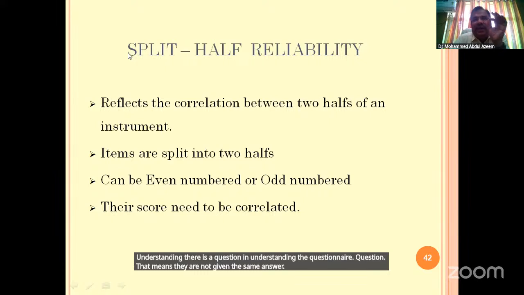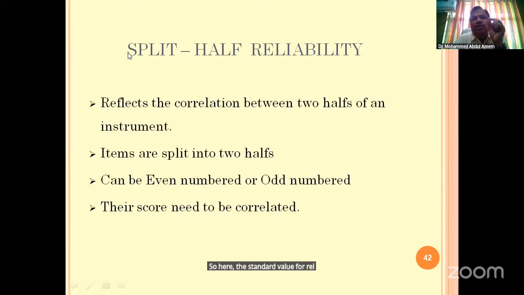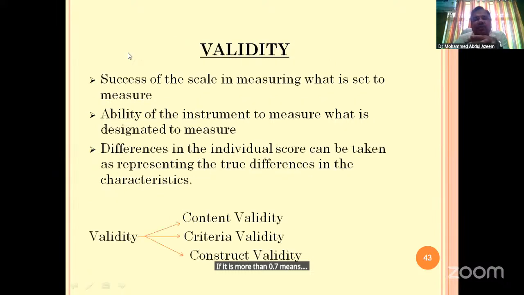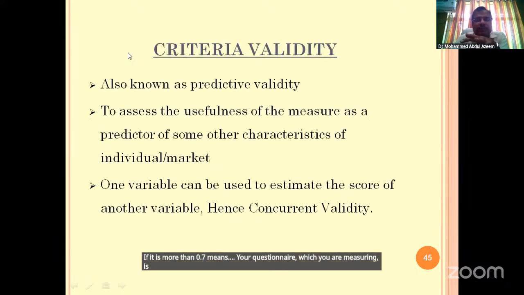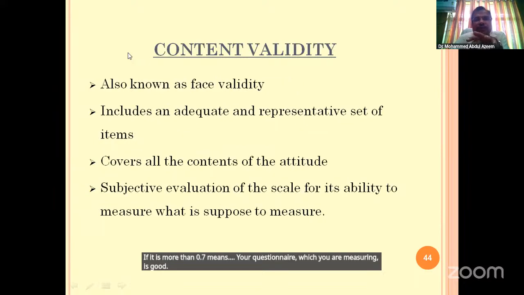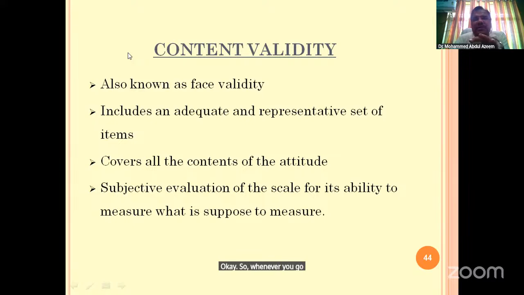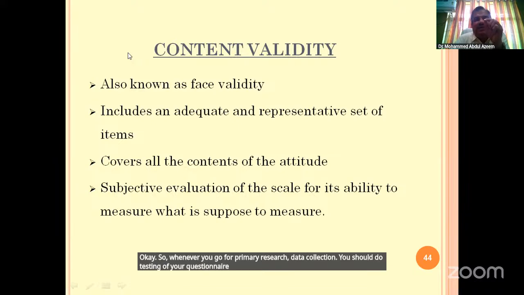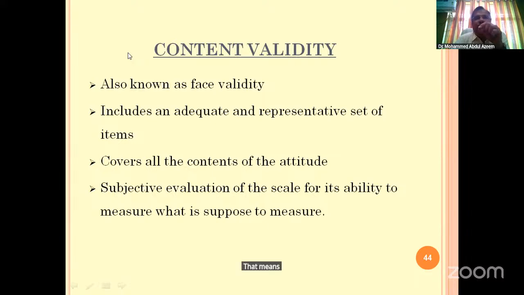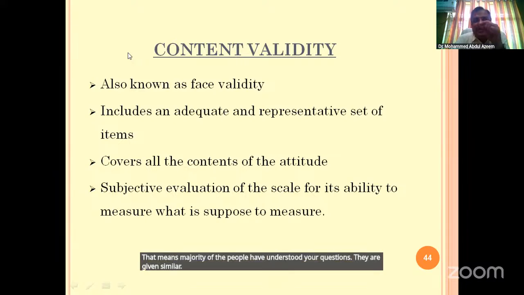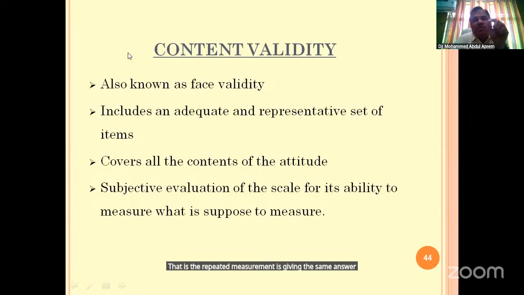So here, the standard value for reliability is that it should be more than 0.7. If it is more than 0.7, the questionnaire you are measuring with is good. Okay. So whenever you go for primary research data collection, you should do testing of your questionnaire. If the value of that questionnaire is 0.7, that means the majority of the people have understood your questions. They have given similar answers. That is, repeated measurement is giving the same answer. That means your questionnaire is good.